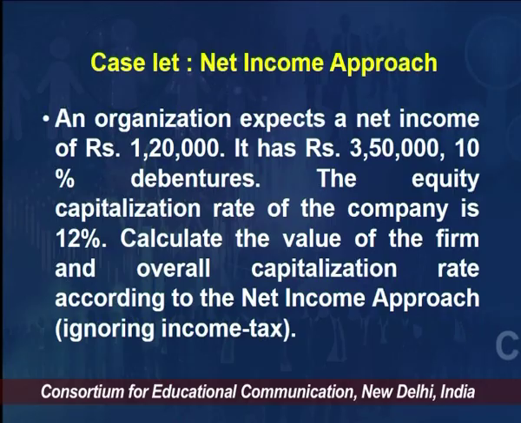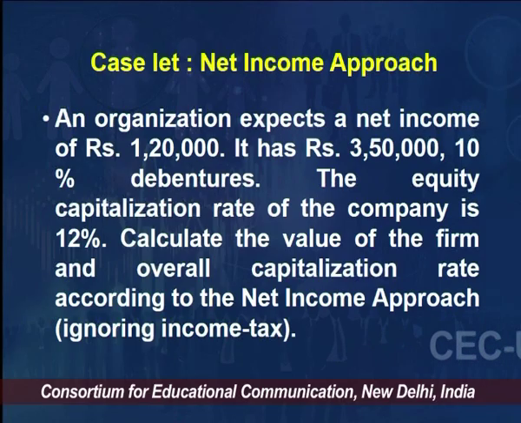So, understand the question. There is a company and it is expecting to earn how much? 1,20,000. So, 1,20,000 is annual EBIT, earning before interest and tax. The company is a leveraged company and it is using debentures and it is paying 10% interest on the debentures. So, 3,50,000 is the worth of debenture, the company is paying 10% on it, meaning 35,000 is the interest which is paid, and KE is also given. The equity capitalization of the company is 12%. What we are supposed to calculate is the value of the firm and overall capitalization rate.